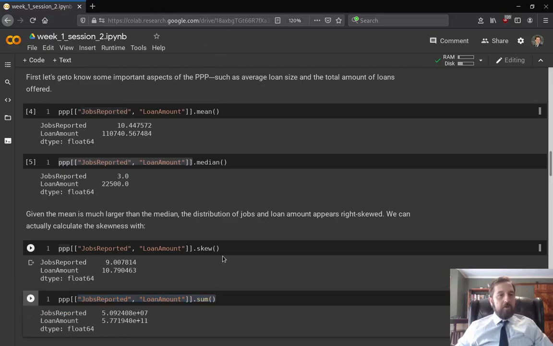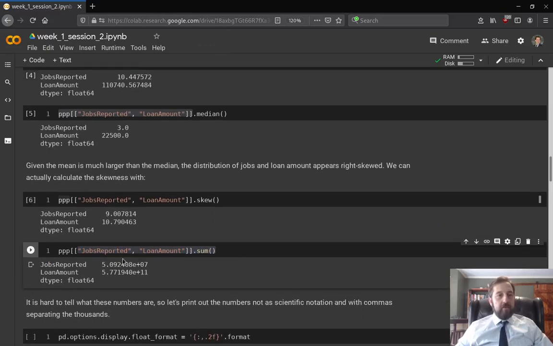Lastly, just getting to know the data set here, we can take a look at the total amount of jobs reported and the total loan amount. And what we see here is we get the scientific notation. And you might be better than me and can immediately tell what this is. Obviously, you move the decimal place over 11, you move the decimal place over 7. So you could tell that.